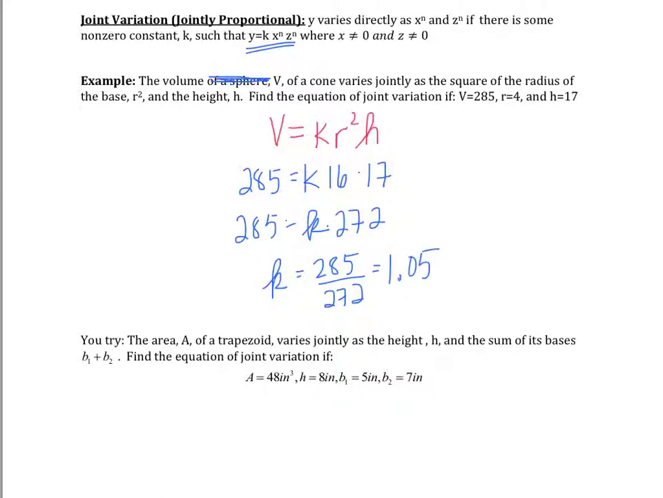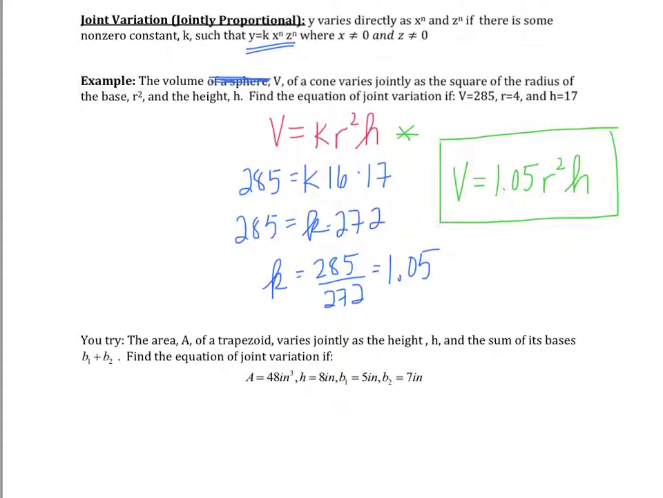So now that I found k, all I want to do is rewrite this equation here with k plugged in. So my equation of joint variation: volume equals 1.05 times r squared h. So this is my joint variation for the volume of a cone.